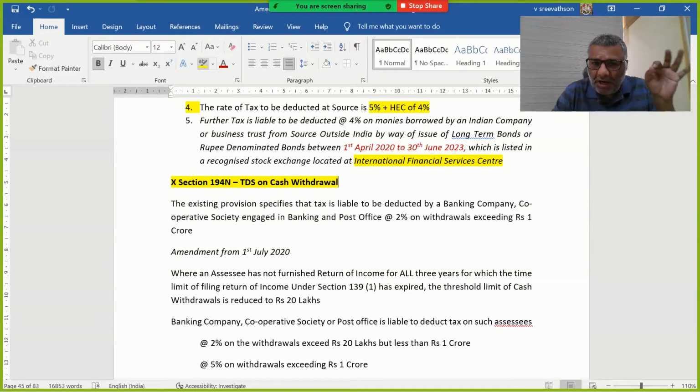The original provision says that tax is liable to be deducted by a banking company, a cooperative society engaged in banking and a post office, at 2% on withdrawals exceeding rupees 1 crore. So it is not on the whole quantum, it is only on the excess. Fine. What is the amendment that took place?